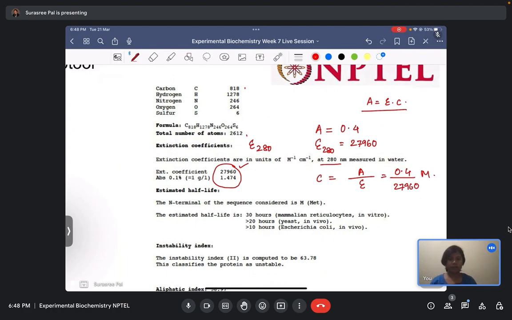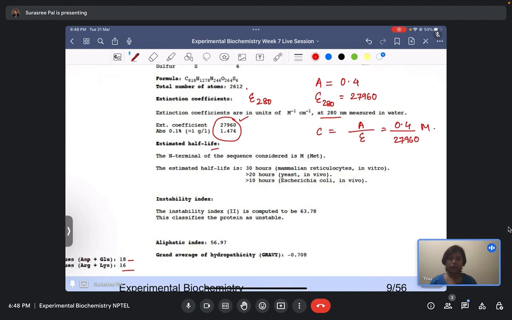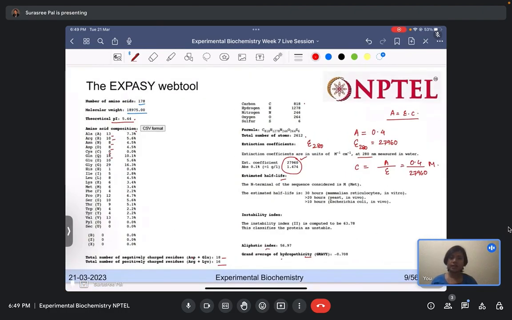So that will give us the concentration of the protein sample. It also gives us information about the estimated half-life, the aliphatic index, and the grand average of hydropathicity, so how hydropathic this protein is. So these are all the information which we can obtain from this ExPASy ProtParam tool.